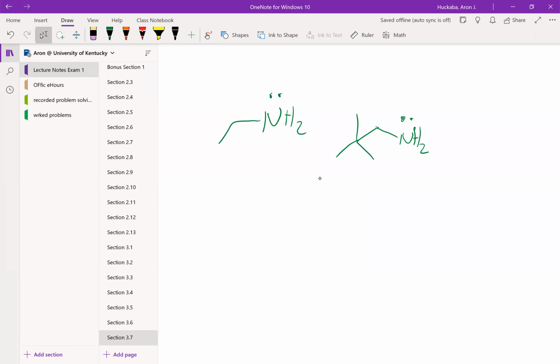For instance, this amine here, its acidity might be indicated by a pKa of around 28 or something like that, maybe 25. I don't remember the exact number, but the other one would have a pKa perhaps of around 27, 28, something like that.